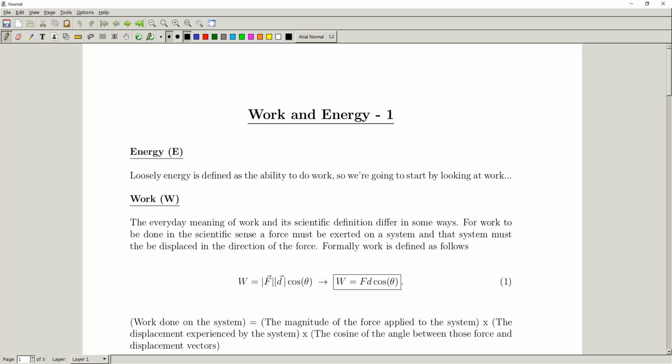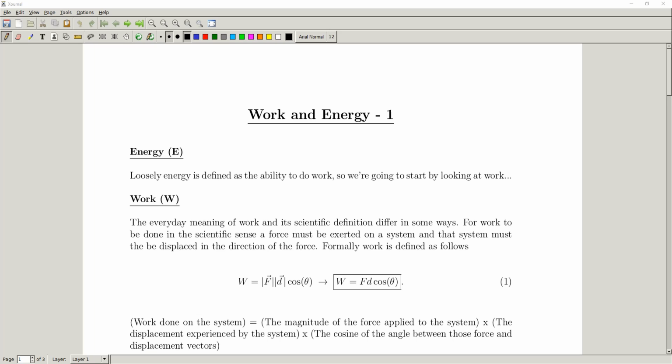Well, maybe not exactly defining it, but just saying that loosely energy is defined as the ability to do work on something. So we're going to start by looking at work, and through looking at work we'll get a better understanding of energy, and then we're going to come back and talk about different types of energy later on in this module. Okay, so moving on to work, the everyday meaning of work and its scientific definition are somewhat different in a sense.